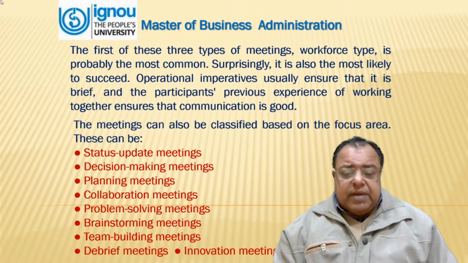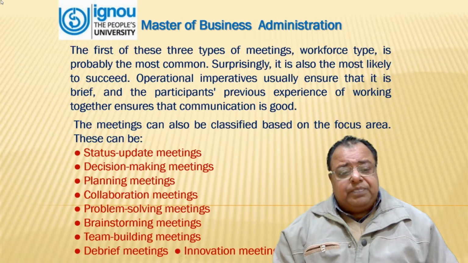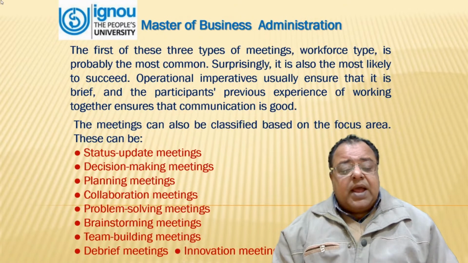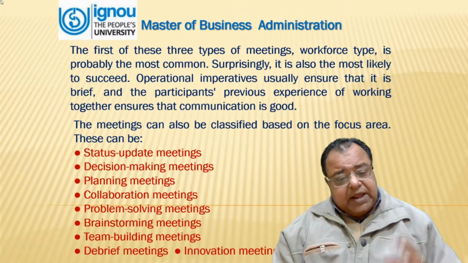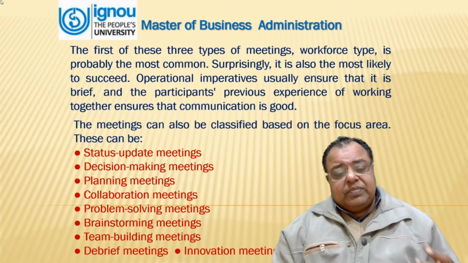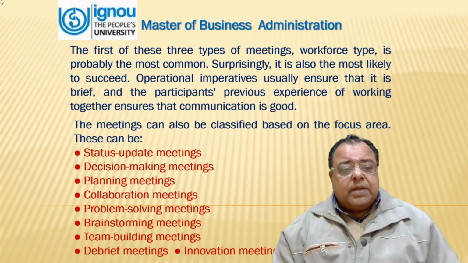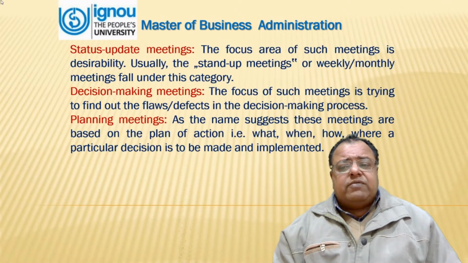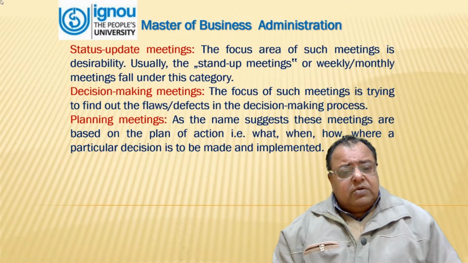The meeting can be classified based on the focus area. These can be status update meetings, decision meetings, planning meetings, collaboration meetings, problem solving meetings, brainstorming meetings, team building meetings, debrief meetings, and innovation meetings. As from the name itself, the type of the meeting can be guessed. Status update meetings, the focus area of such meetings is updates. Usually the stand-up meetings or weekly, monthly meetings fall under this category.